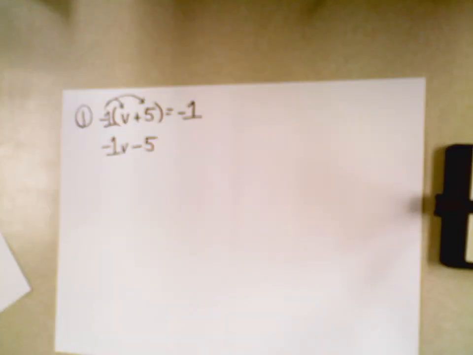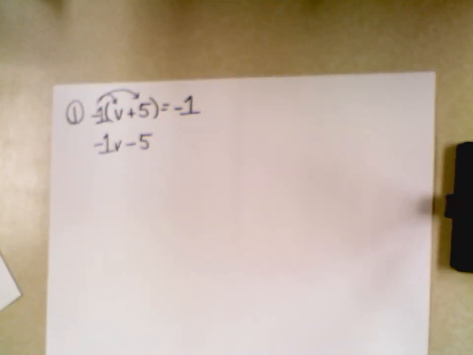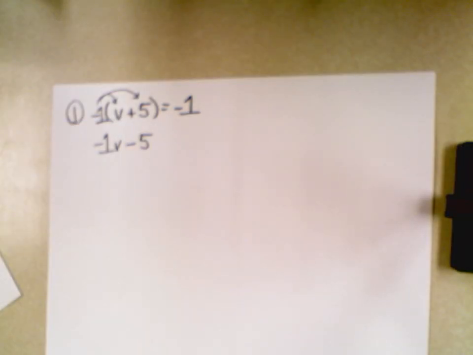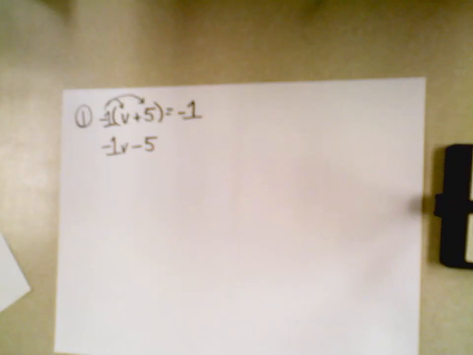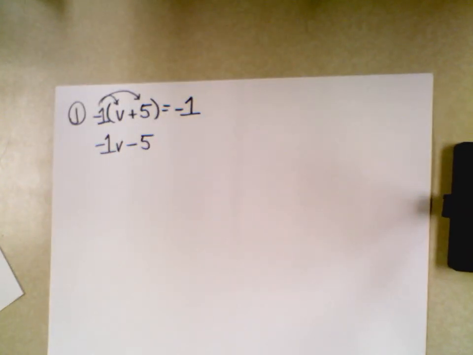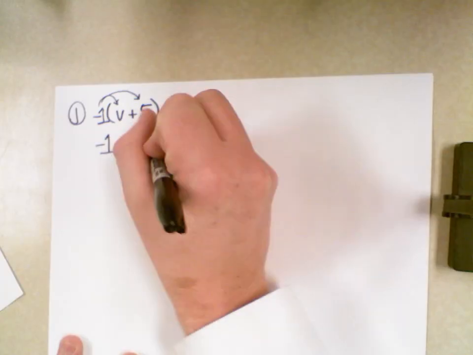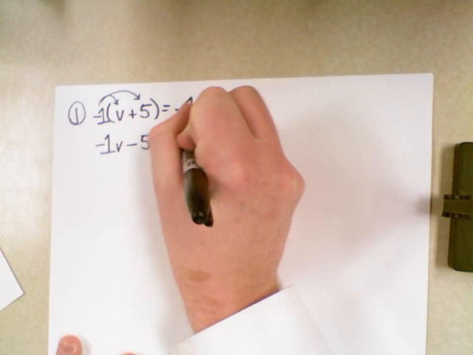Now, all I did in that step, which is our first step, was work out of this parentheses. So again, we use the distributive property that you guys have already learned to apply that into our math now. So I have -1v minus 5. I'm just going to bring these down so that I have my equation equals -1.